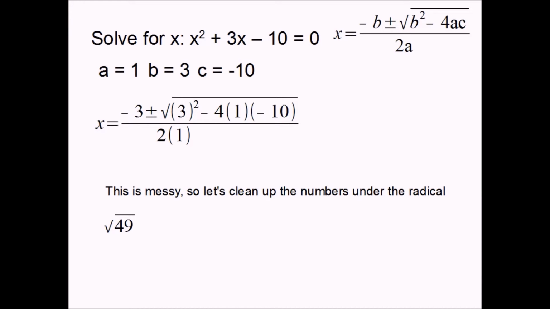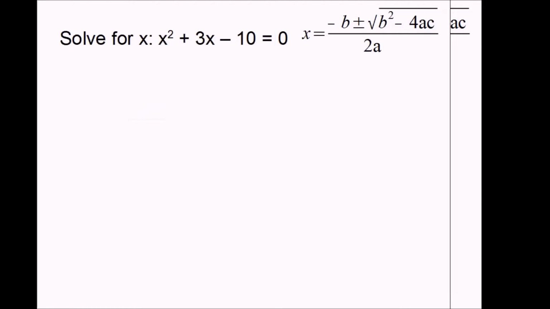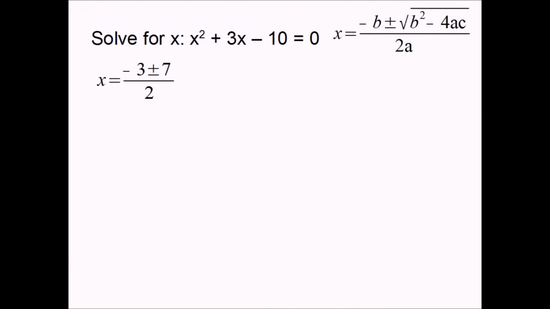Square root of 49, of course, is 7. So I can replace that whole ugly, messy thing with 7. And that's much friendlier looking. This page got full, so I went on to a new slide. So this is what we know so far.